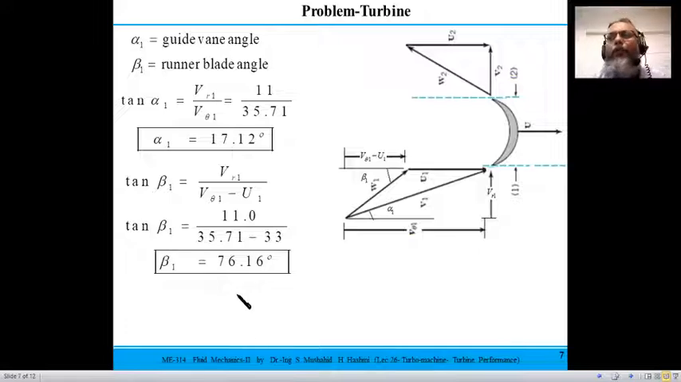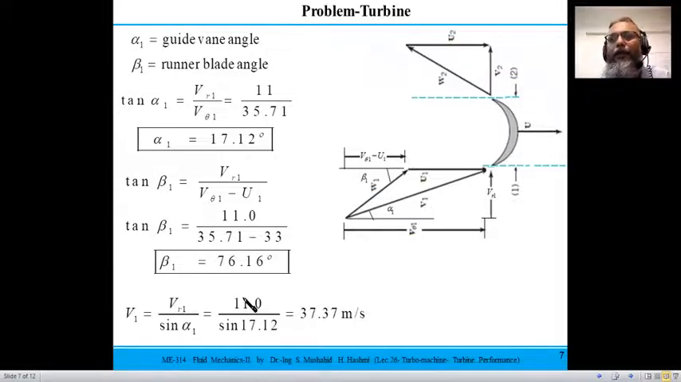So the first part has been done, and now we are in a position to work out the magnitude of V1, because we know everything. We know VR1 and alpha 1, so sine of alpha 1 is perpendicular over hypotenuse. The perpendicular is known and the hypotenuse is the unknown. V1 comes out to be much bigger, 37.37 meters per second.